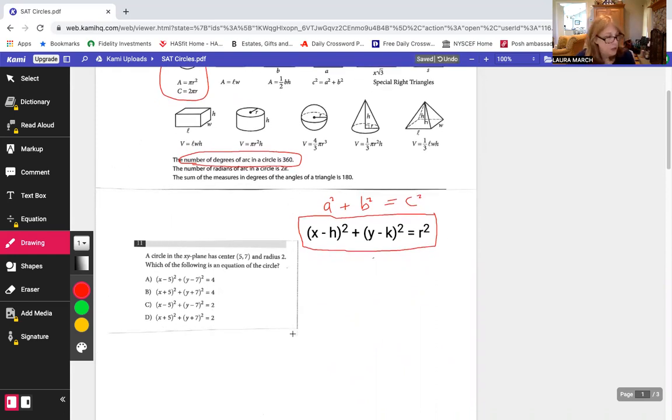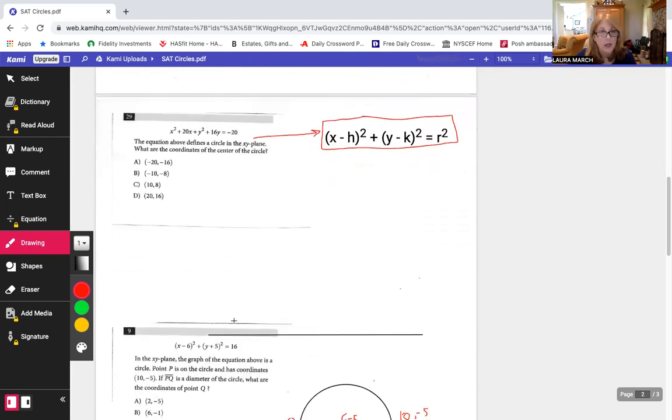Number 11 is from test 10, section 3. A circle in the xy plane has center 5, 7 and radius 2. Which of the following is an equation of the circle? If you know your equation of a circle, this is an easier question. It's just x minus 5 squared plus y minus 7 squared is 4.